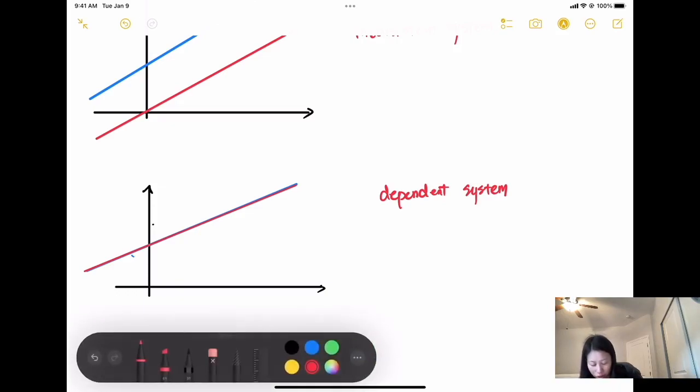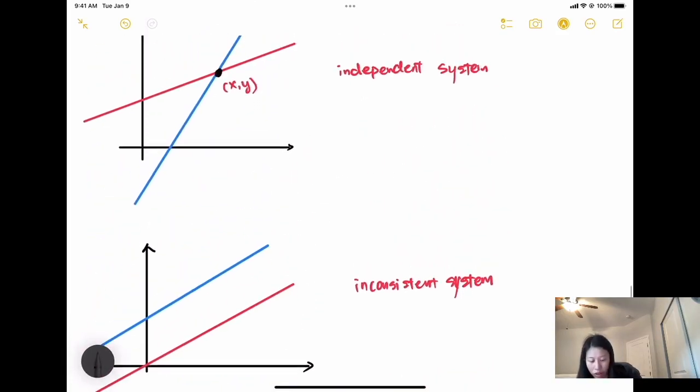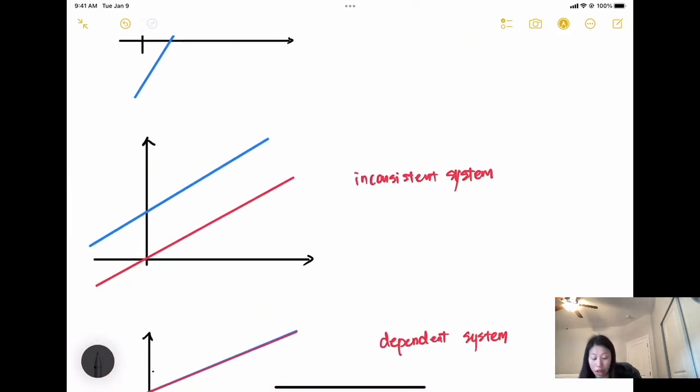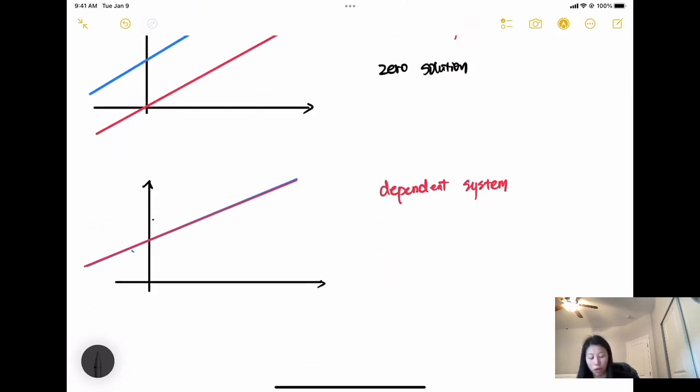So let me write this again. For an independent system, they have one solution. For an inconsistent system, they have zero solutions, meaning no solutions. And for a dependent system, they have infinitely many solutions because they overlap.